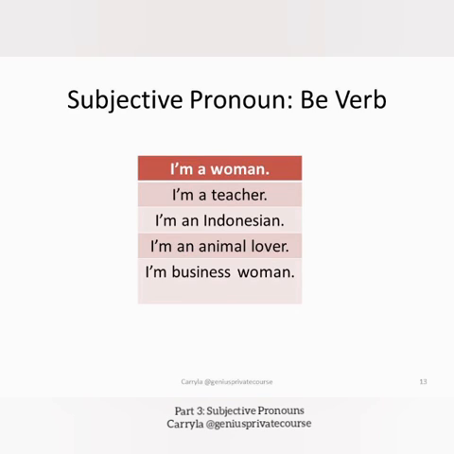Next, I would like to describe about myself. I'm a woman. I'm a teacher. I'm an Indonesian. I'm an animal lover. Okay, using an karena huruf pertamanya yaitu adalah vowels. Don't forget when you find the vowels in the first letter, so you have to use an. And the last one is I'm a businesswoman.